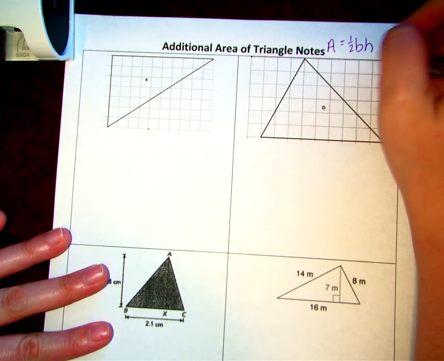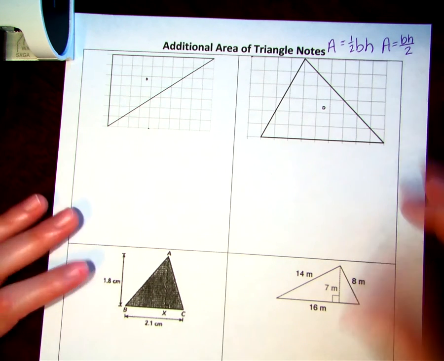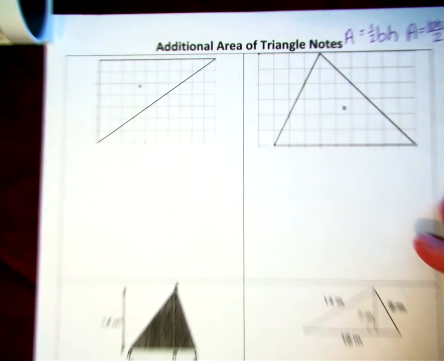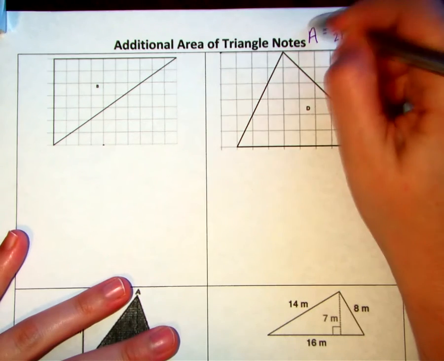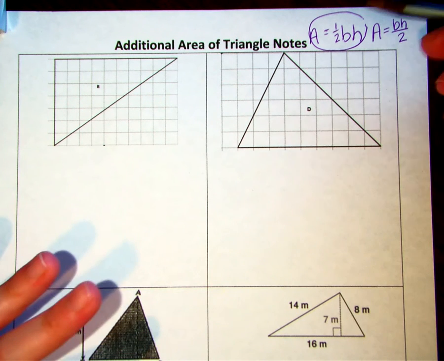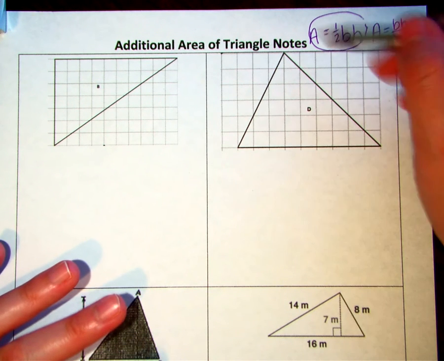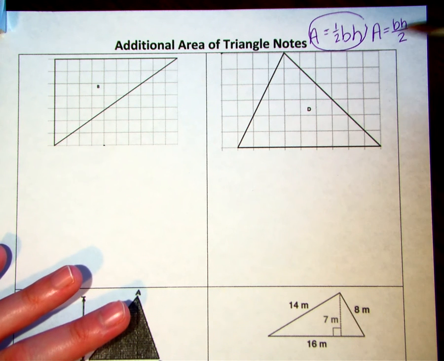or A is equal to base times height divided by 2. They mean the same thing, so you just need to pick which one you're more comfortable with, but this is the one that for sure you're going to see on the formula chart. So whenever you guys take a big test, that's what you'll see. But if you like this one, then use this one.